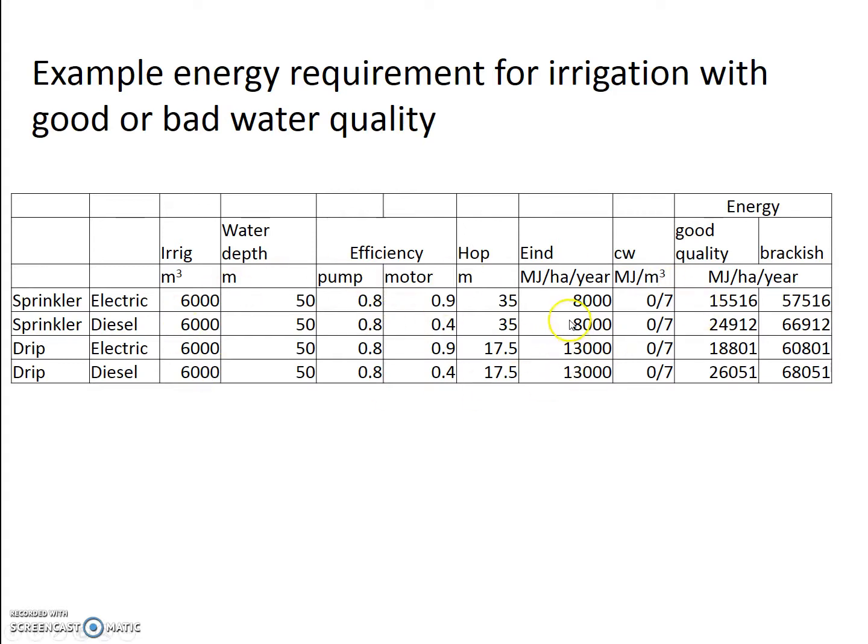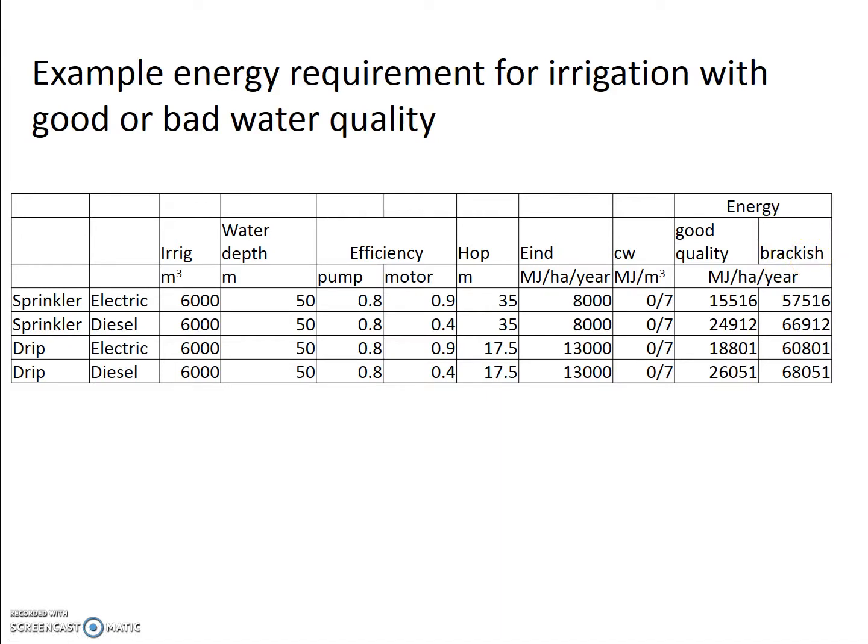Using this data and the equations that we have seen in the previous slides, we come up with energy requirements for good quality water or brackish water between 15,000 and 26,000 megajoules per hectare when the water quality is good, and between 57,000 and 68,000 megajoules per hectare per year, which is a very high energy requirement when the water quality is poor, when we are using brackish water.